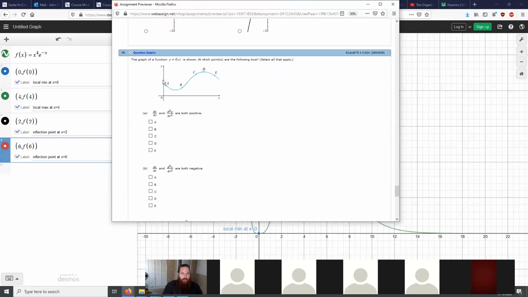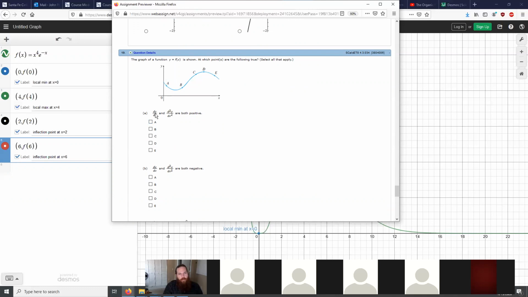Same sort of thing here, right? They give you the graph of a function. D is clearly a place where f prime is 0. C is a place where f prime should be positive. E is a place where f prime should be negative. And they're asking, where are the first derivative and second derivative positive?